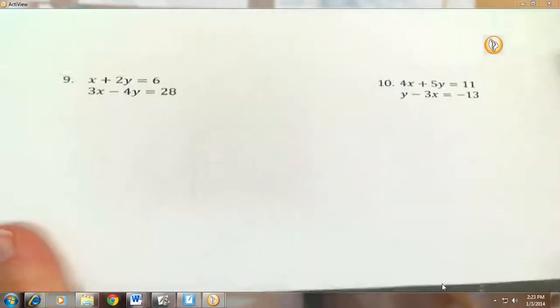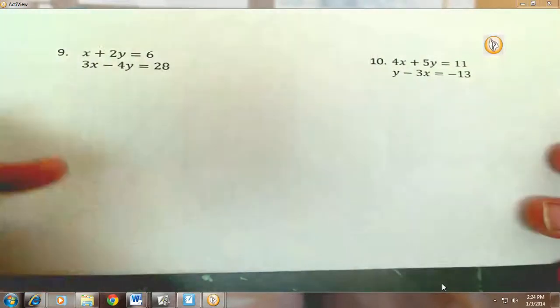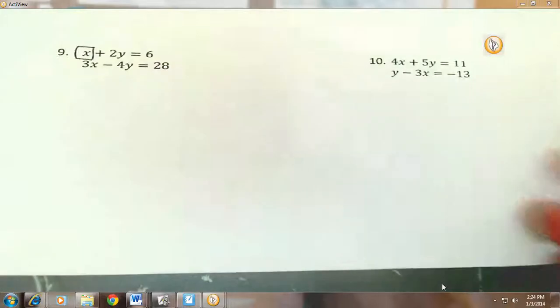Remember, to use substitution, we need to begin by solving one of the equations for a variable. We need to get one variable alone. It doesn't matter if it's x or y. You pick. Now, looking at problem number 9, I'm thinking that it's going to be pretty easy to get x alone. So that's what I'm shooting for.